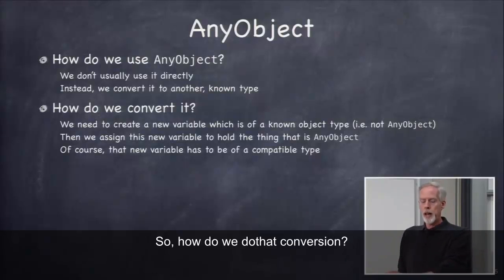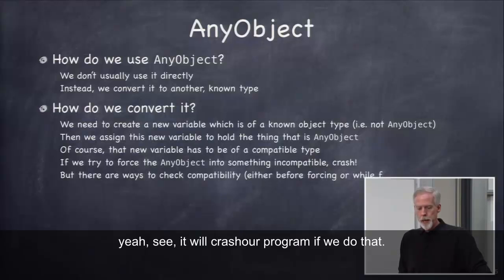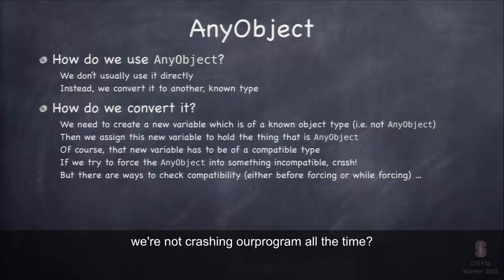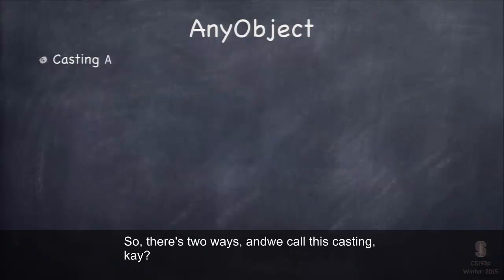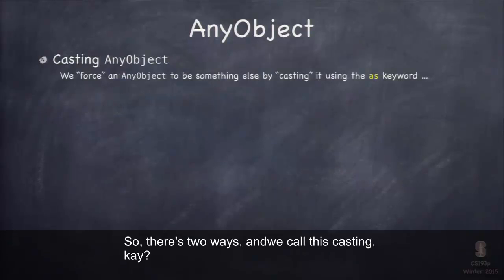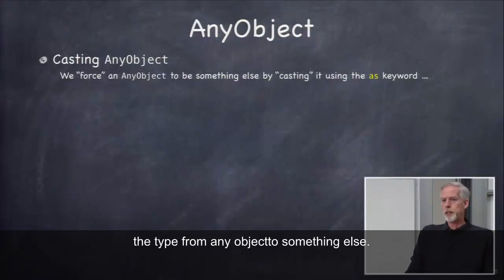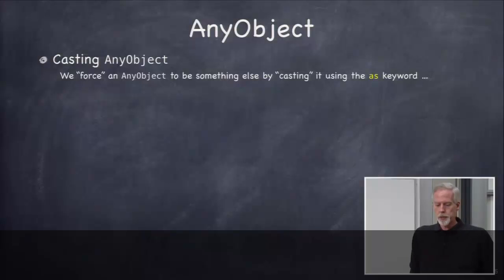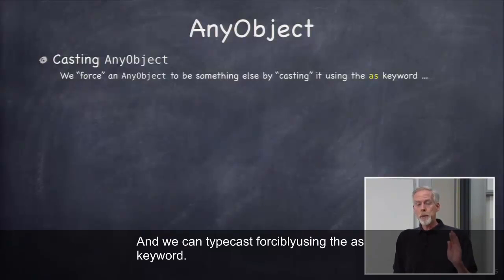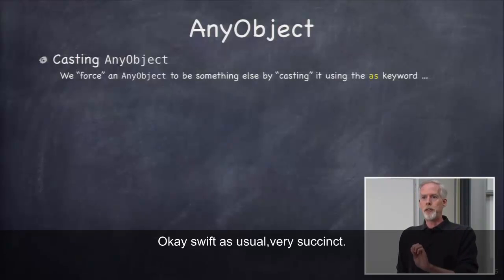So how do we do that conversion? How do we do that conversion safely so we're not crashing our program all the time? There's two ways, and we call this casting, okay? You know what type casting is. We're essentially casting the type from any object to something else. And we can typecast forcibly using the as keyword, as. Okay, Swift, as usual, very succinct.